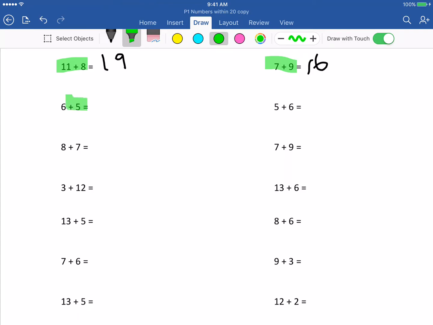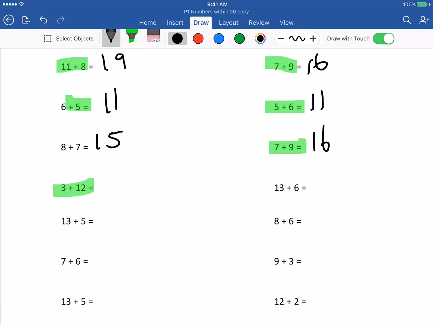Okay, 6 plus 5, 11. Next one, 5 plus 6, 11 as well. 8 plus 7 should be equal to 15. Next one, 7 plus 9 should be equal to 16.